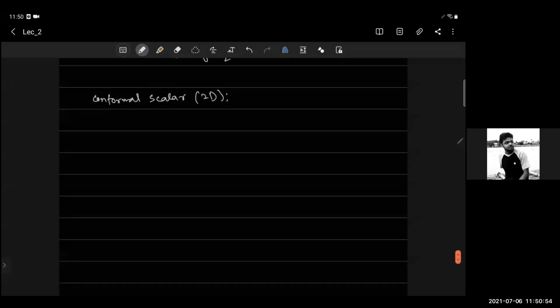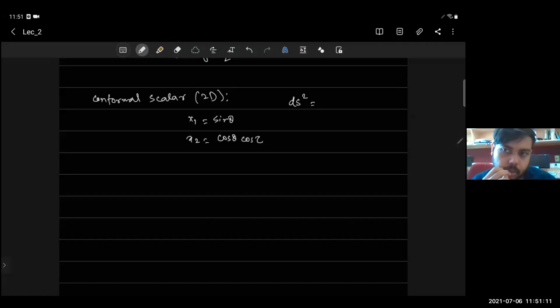So the coordinate transformation I'll use is x1 equals sine theta, x2 equals cos theta cos tau. And remember, the metric was... Phil has a question, maybe.